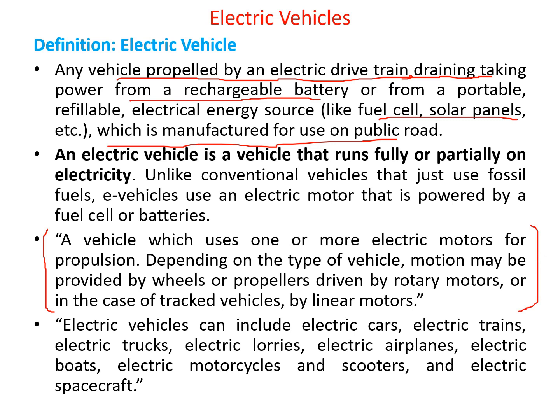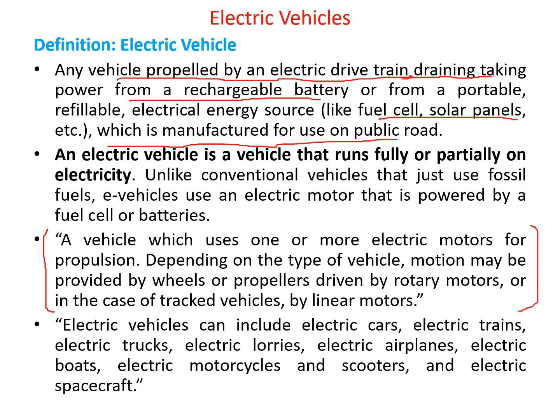Before going to this definition, an electric vehicle is a vehicle that runs fully or partially on electricity. I cannot say an electric vehicle is only a vehicle which can completely run on electricity, nor only one which can partially run on electricity. It is both combinations: it can run completely on electricity, or partially on electricity.